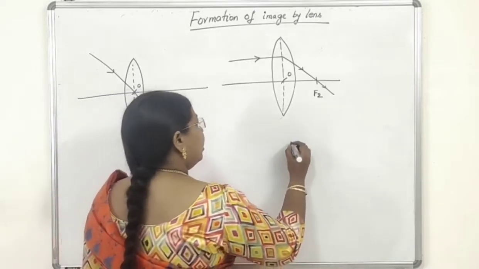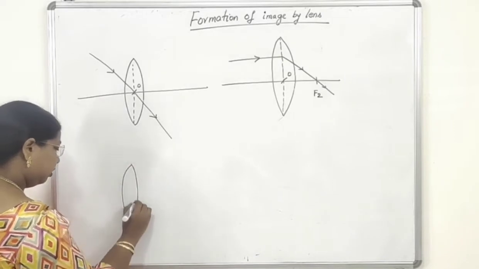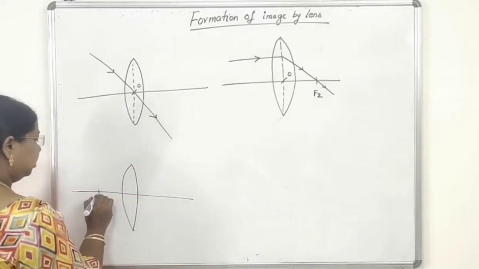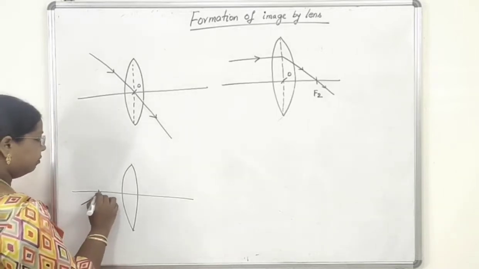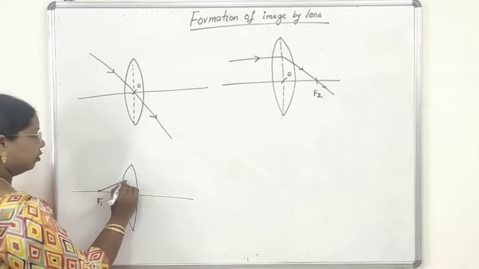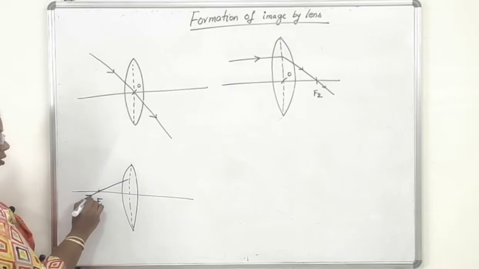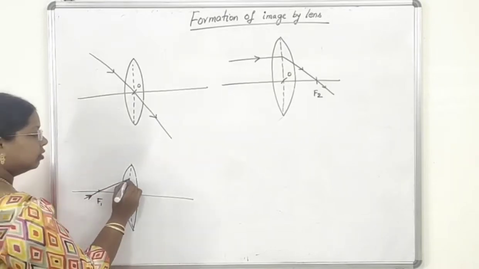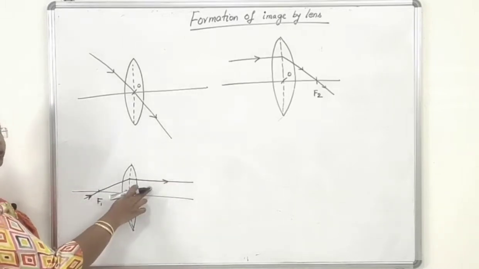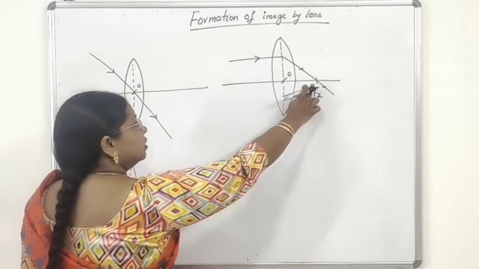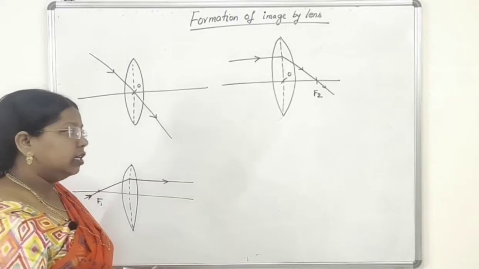If it is coming from a point, students, F1, you know F1? The first principal focus. If the light ray is coming from this point, it travels parallel to the principal axis. If it is parallel to the principal axis, it travels through the focal point. Okay, and next one is concave.